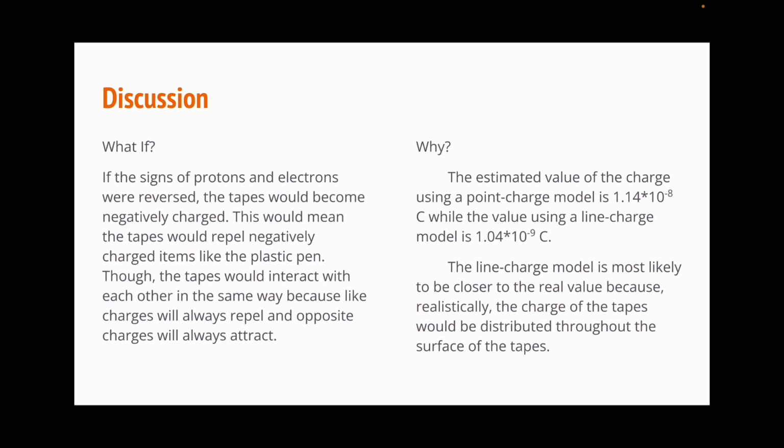The estimated value of the charge using a point charge model is 1.14 times 10 to the negative 8th coulombs, while the value using a line charge model is 1.04 times 10 to the negative 9th coulombs. The line charge model is most likely to be closer to the real value because realistically the charge of the tapes would be distributed throughout the surface of the tapes rather than just at one central point.